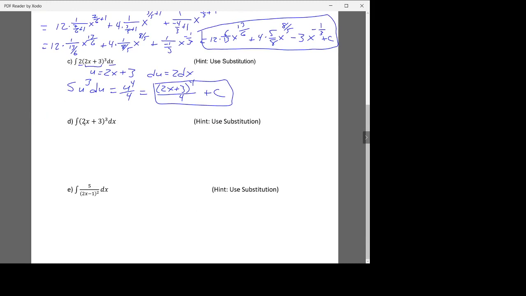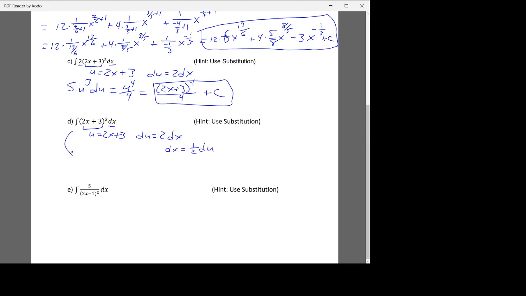Again, we'll make u equal to 2x plus 3, which makes du equal to 2 dx, just like before. But you can see there's no 2 in there, so we'll need to replace dx with something. So we solve this for dx. dx is 1/2 du, right? Divide both sides by 2.